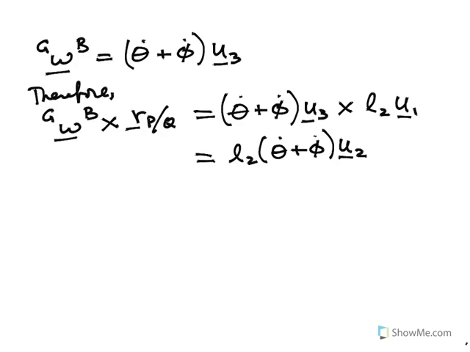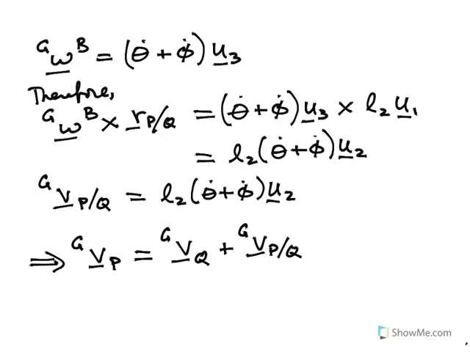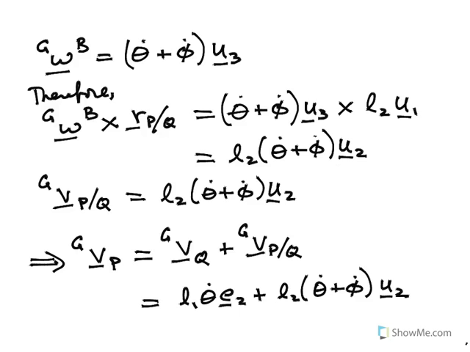which then implies that the velocity of point P relative to Q in G is equal to L2 times (theta dot plus phi dot) times U2, which gives that the velocity of point P as viewed by an observer fixed to the ground, which is equal to the velocity of Q as viewed by an observer fixed to the ground, plus the velocity of P relative to Q as viewed by an observer fixed to the ground, is equal to L1 theta dot E2 plus L2 times (theta dot plus phi dot) times U2. And that gives us the velocity.